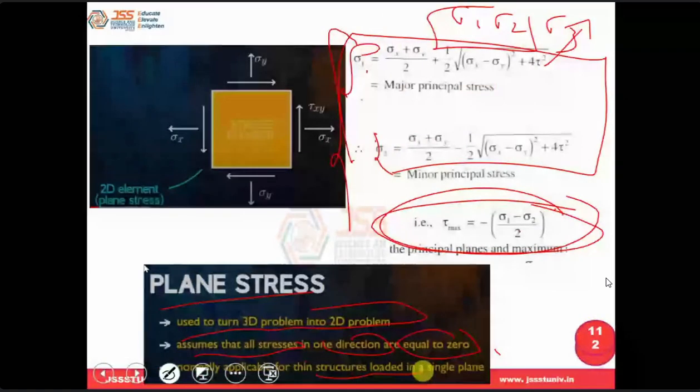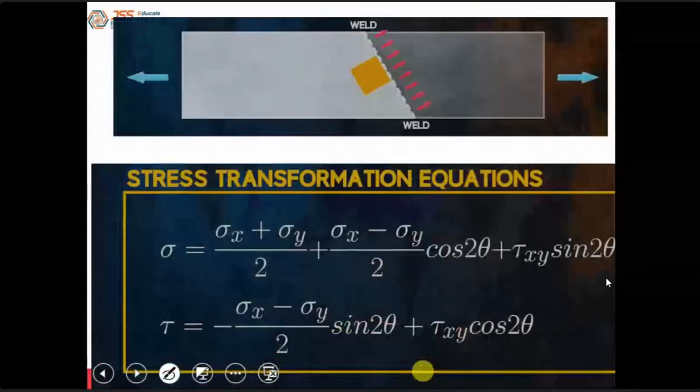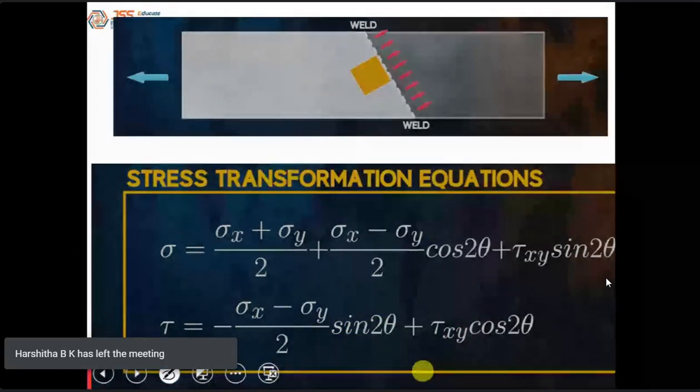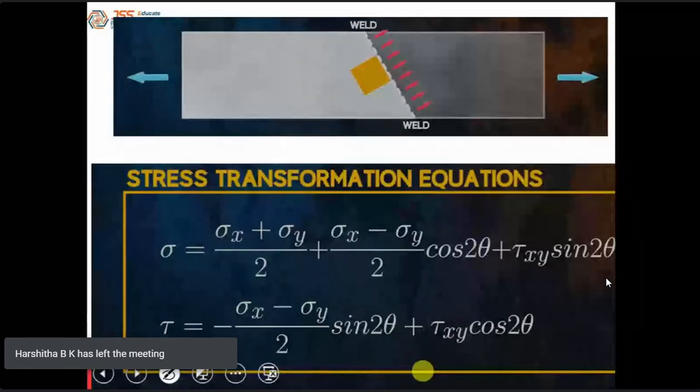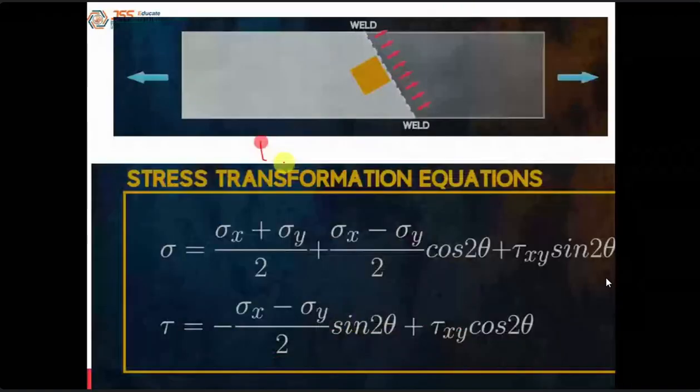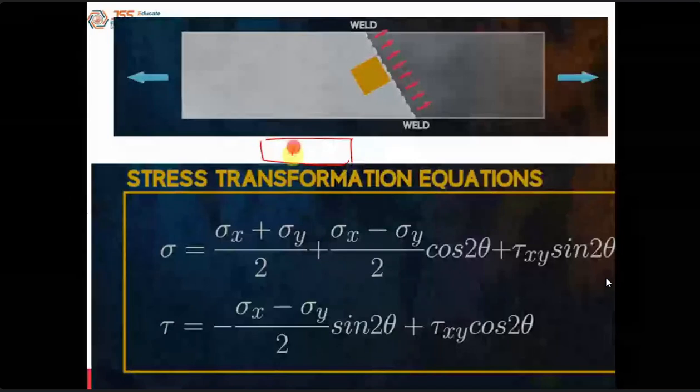Okay. So now we're talking about a very important concept called the stress transformation equation. Take an example. Suppose this is one bar. I'm going to take one small elementary section like this. Now I'll apply the load on this. Now tell me what stress is going to be developed.